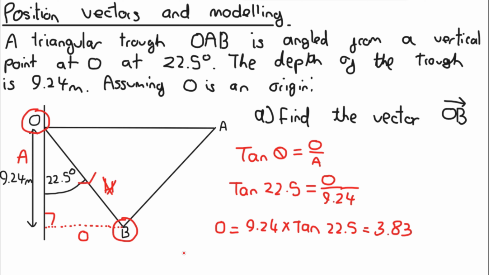So the overall vector is going to be, it's going to the right, so this is going to be positive, so it's going to be 3.83, and then this is going down, so it's going to be minus 9.24, and that's the final answer.